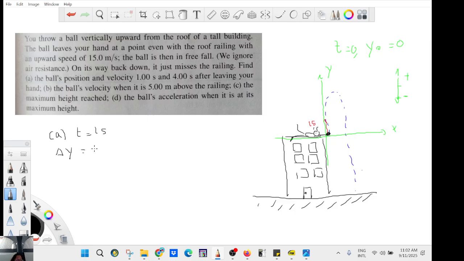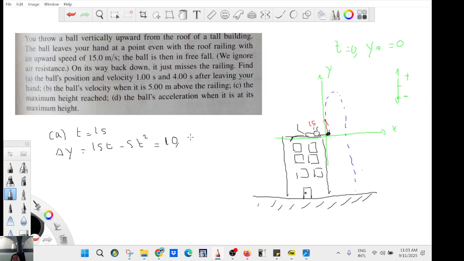Okay, so you know your equation by heart. It's going to be, they don't give the height, right? So initial velocity, 15t minus 5t squared. So at t equals 1, right? So 15 minus 5, which is 10. Very good.